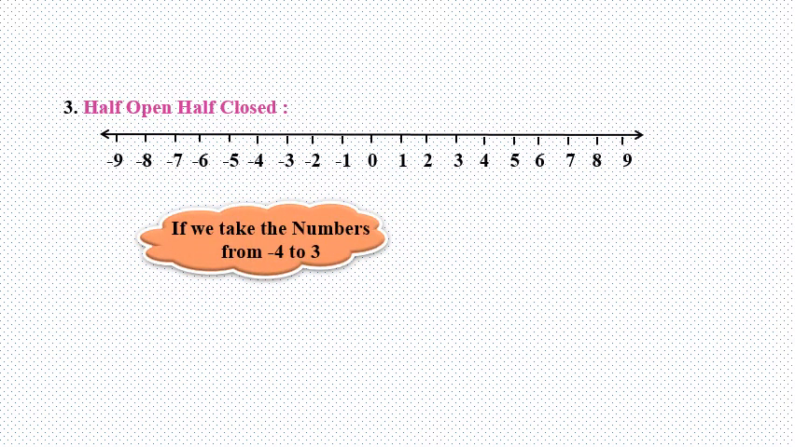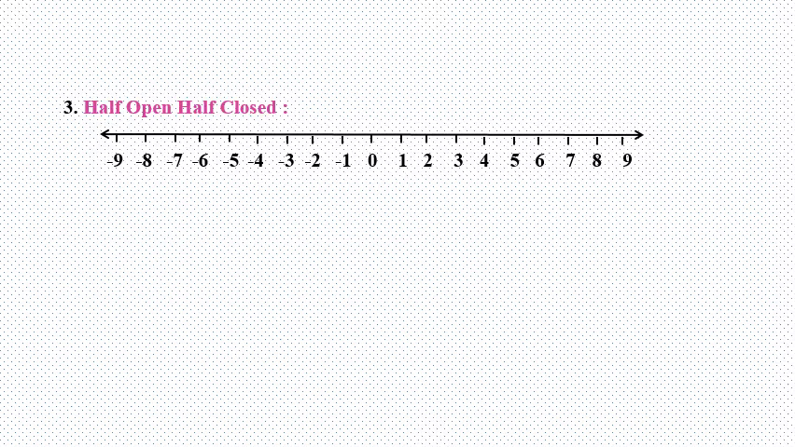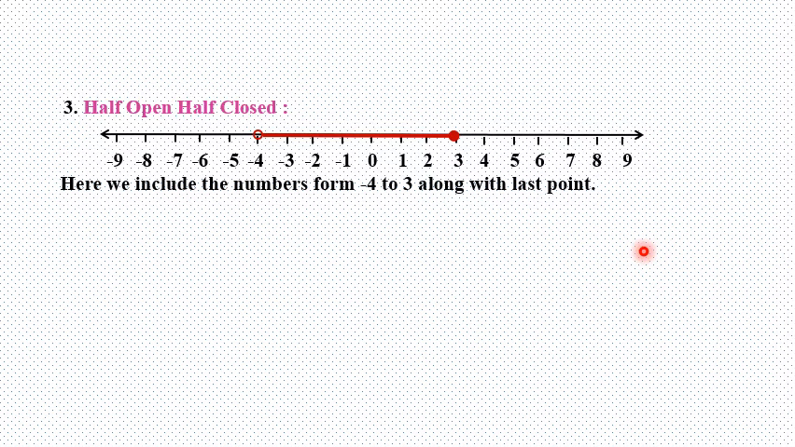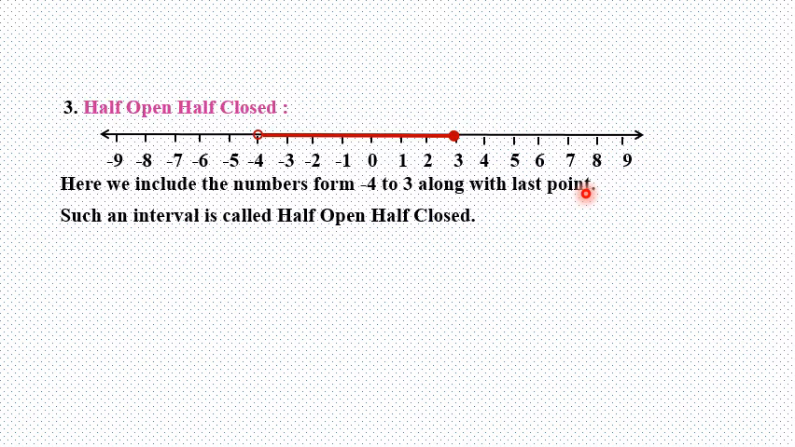Half open, half closed. If we take again numbers from minus 4 to 3, what I have done here is left open, right closed. You can say left open, right closed. We include the numbers from -4 to 3 along with the last point. Such an interval is called half open, half closed.